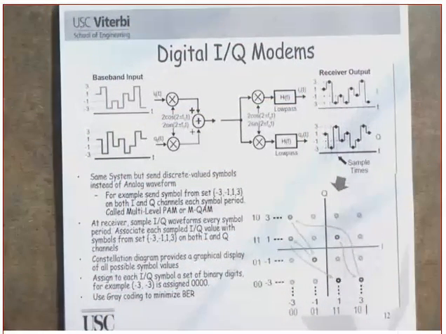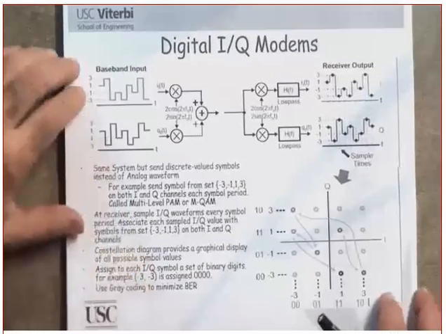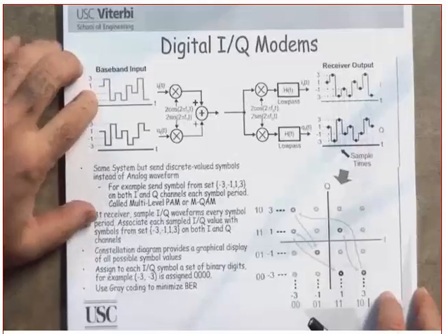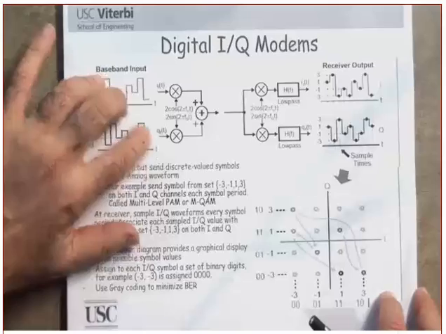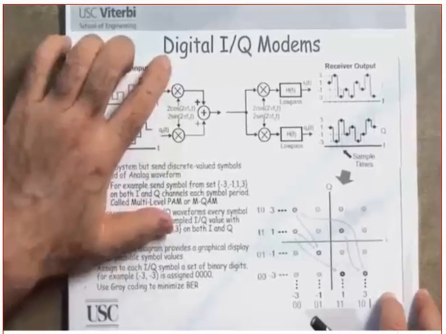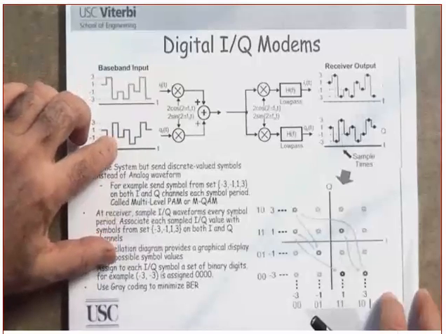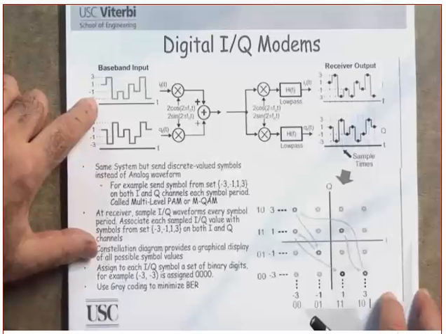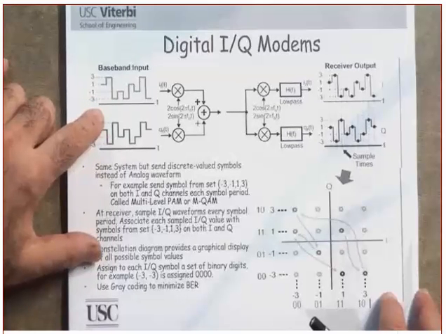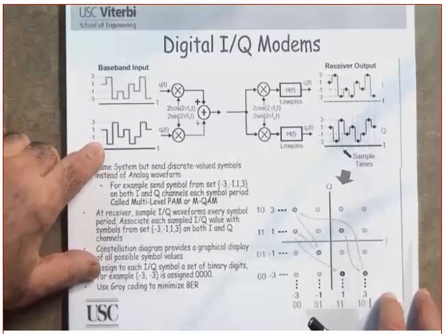Let's continue our discussion on digital modulation techniques that we started last time. Let's review this a little bit quickly. At the transmitting side, we have the I channel and the Q channel. The difference between this one and the analog IQ modems is that in the analog IQ modems, the inputs are analog signals, whereas in here, the inputs are discrete signals. In this case, we have 4 levels, namely plus or minus 1 and plus or minus 3. Same thing in here, plus or minus 1 and plus or minus 3.